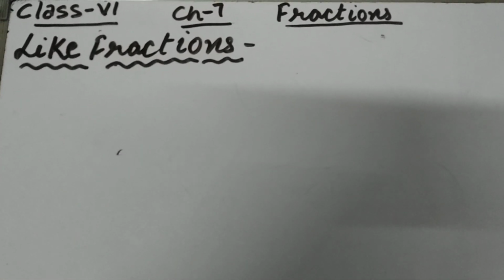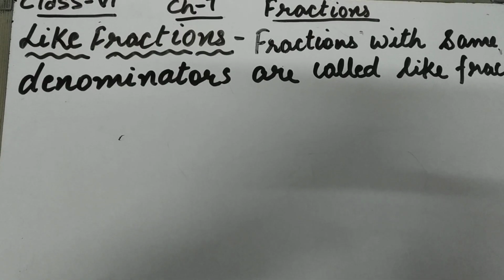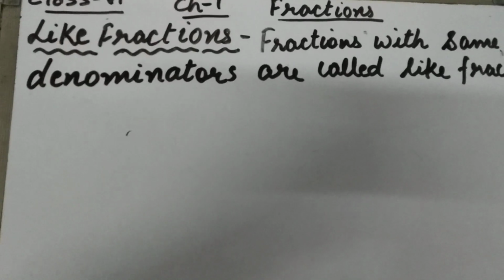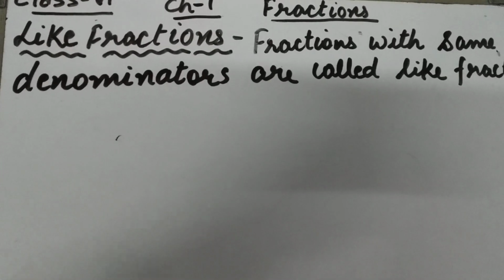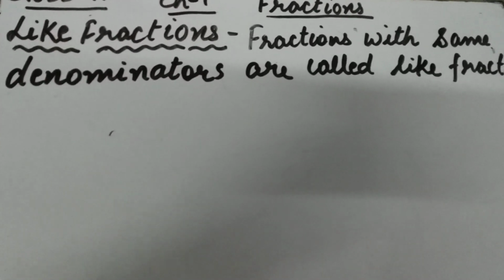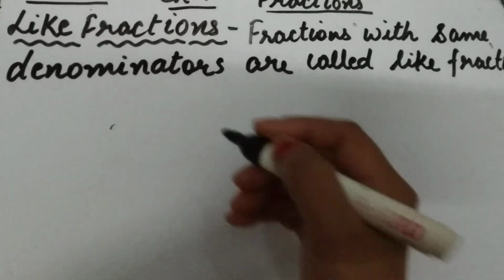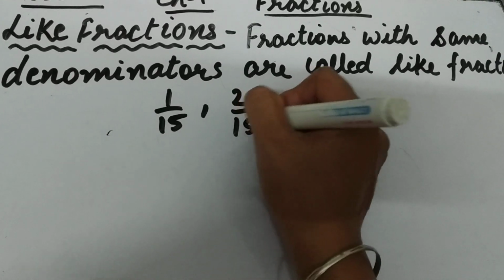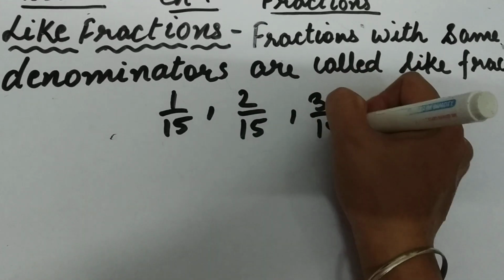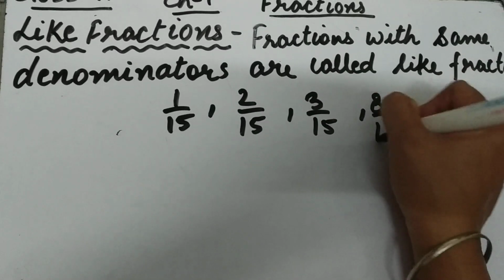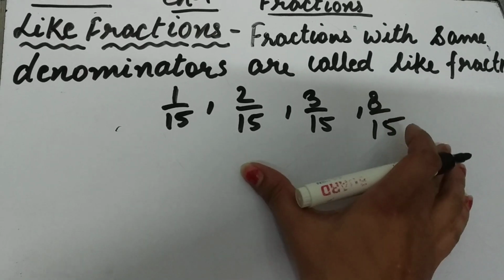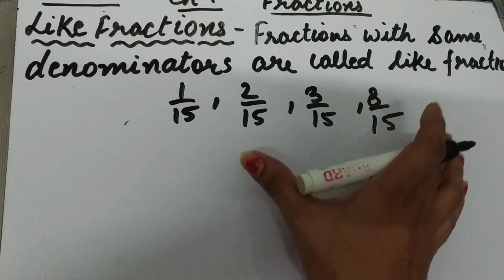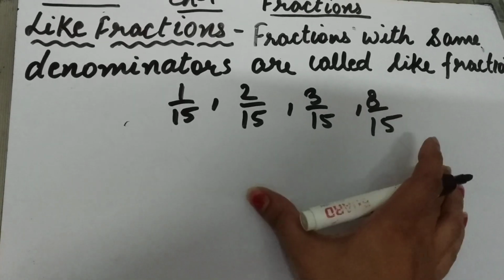Our first topic is what are like fractions. Fractions with same denominators are called like fractions. For example, 1 upon 15, 2 upon 15, 3 upon 15, 8 upon 15. All these fractions have the same denominators, so these fractions are like fractions.